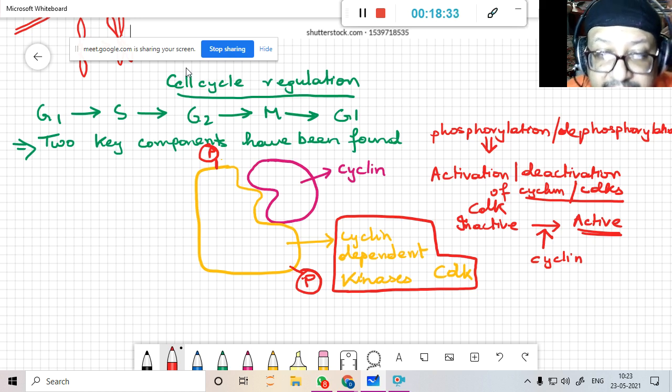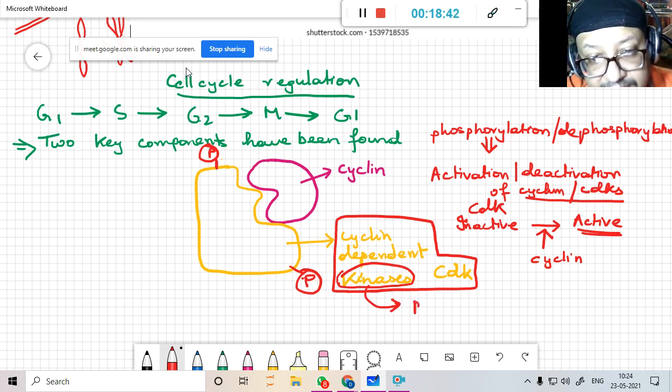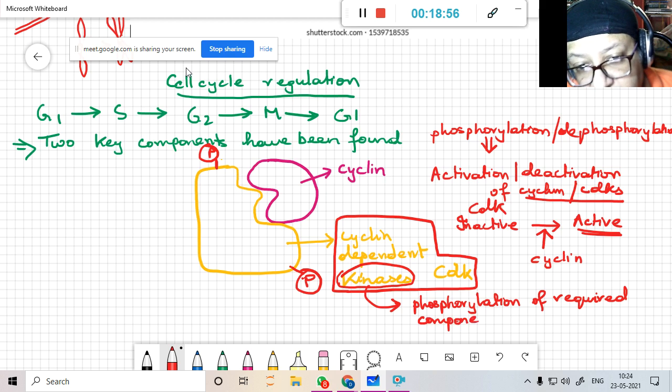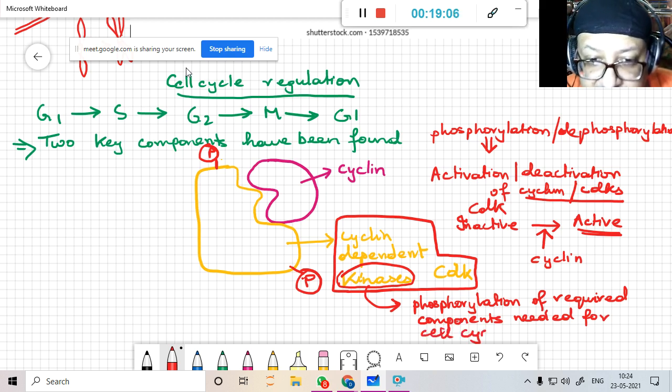And what is its activity? It is a kinase, and the activity is phosphorylation of required components needed for cell cycle progression.